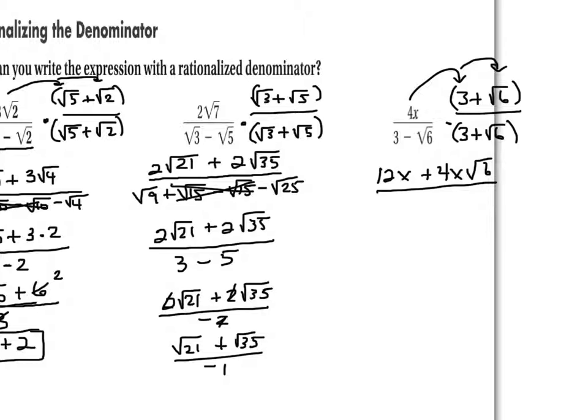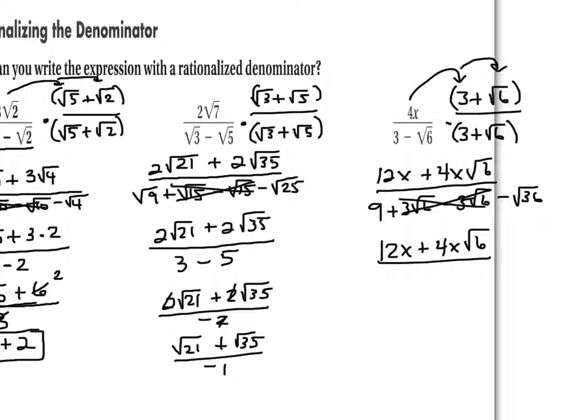On the bottom, going to get 9 if I go first. Outsides is plus 3 square root 6. Inside is minus 3 square root 6. And last is negative square root of 36. So, on the top, I can't simplify anything. 12x plus 4x square root 6 over. These guys cancel in the middle. 9 and then minus 6, because the square root of 36 is 6.